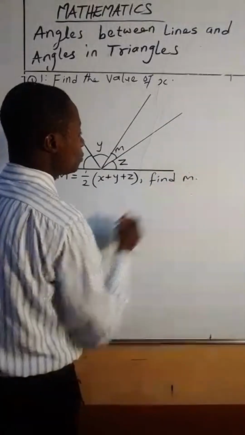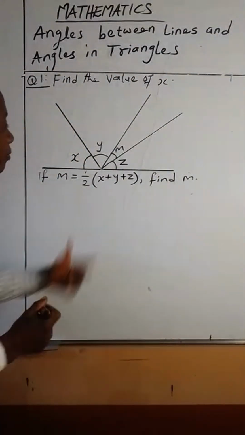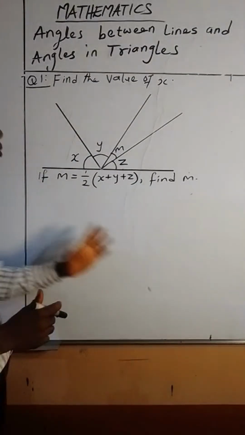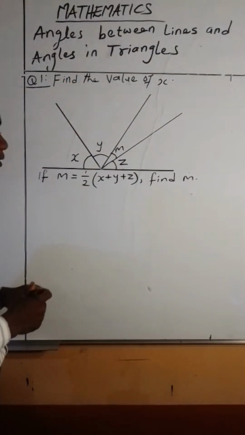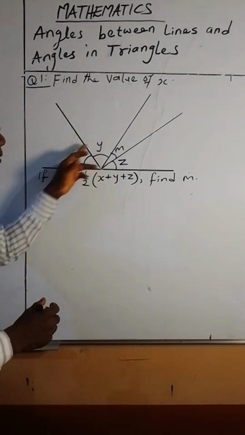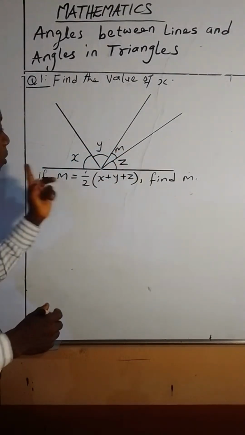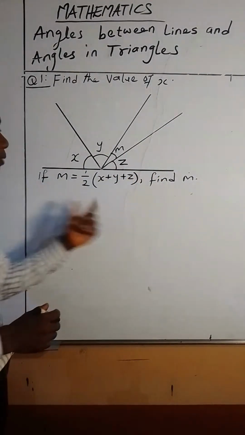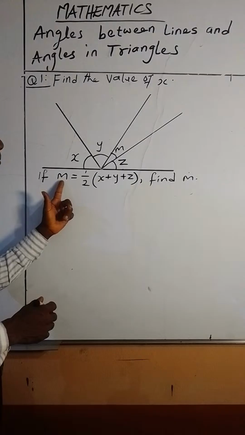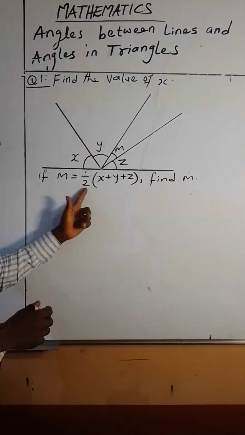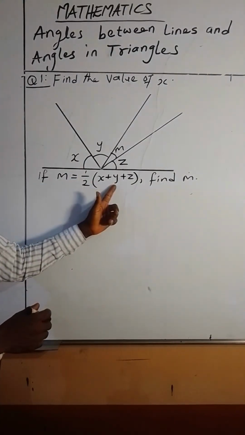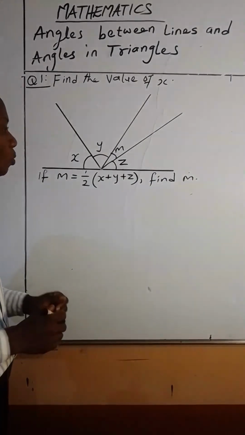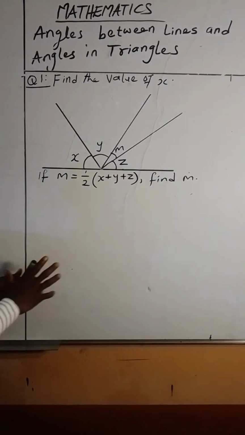Find m. So this is one very key problem here, or key question under angles between lines. Here we are given x, y, m, and z all on a straight line. Okay, all lie on a straight line. And we are told that if m equals half of x plus y plus z, we should find m. So please, let's follow carefully.